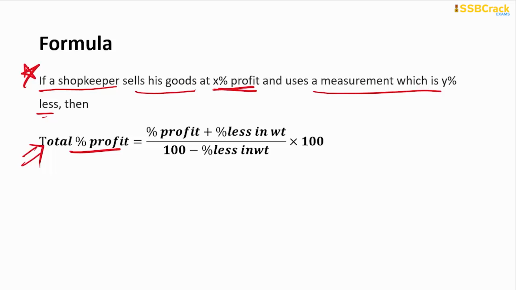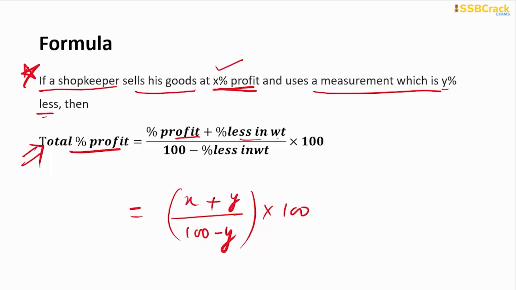So total profit percent equals percent profit mentioned plus percent less in weight upon 100 minus percent less in weight, into 100. Let me reframe this formula for you. Percent profit is known, X, plus percent less in weight is mentioned to be Y. So X plus Y upon 100 minus Y into 100. So this is your formula, and you can remember it. You shall know that X is the percent profit mentioned, Y is the percent less used by the shopkeeper, and the formula is structured as X plus Y upon 100 minus Y into 100.